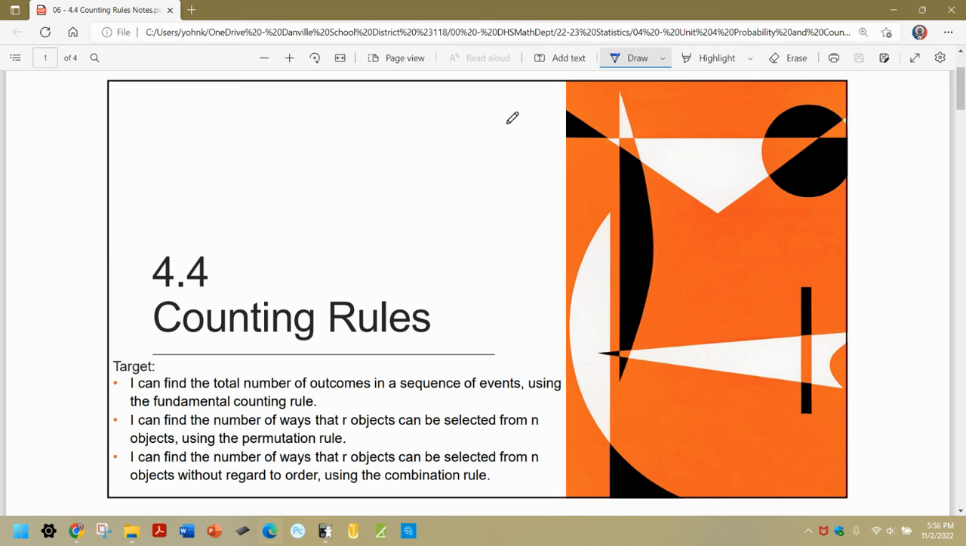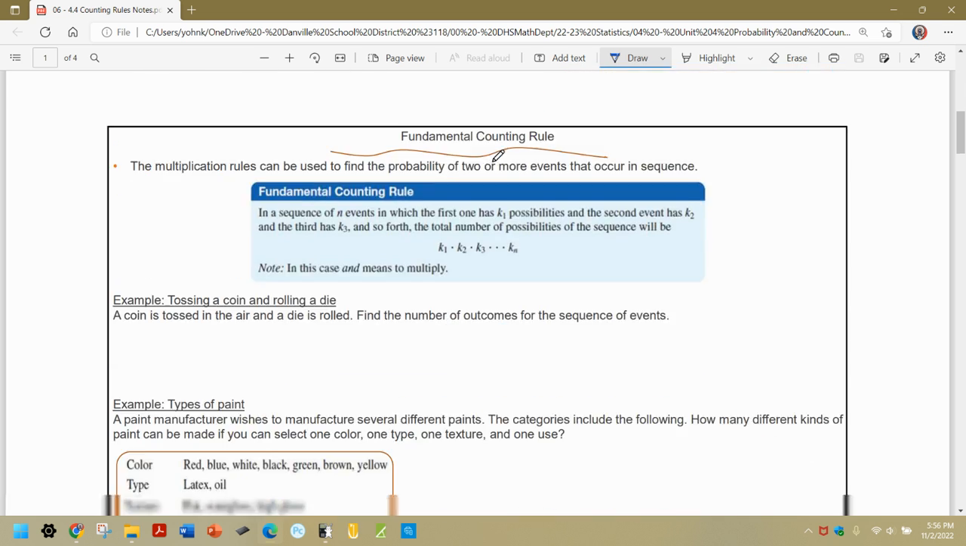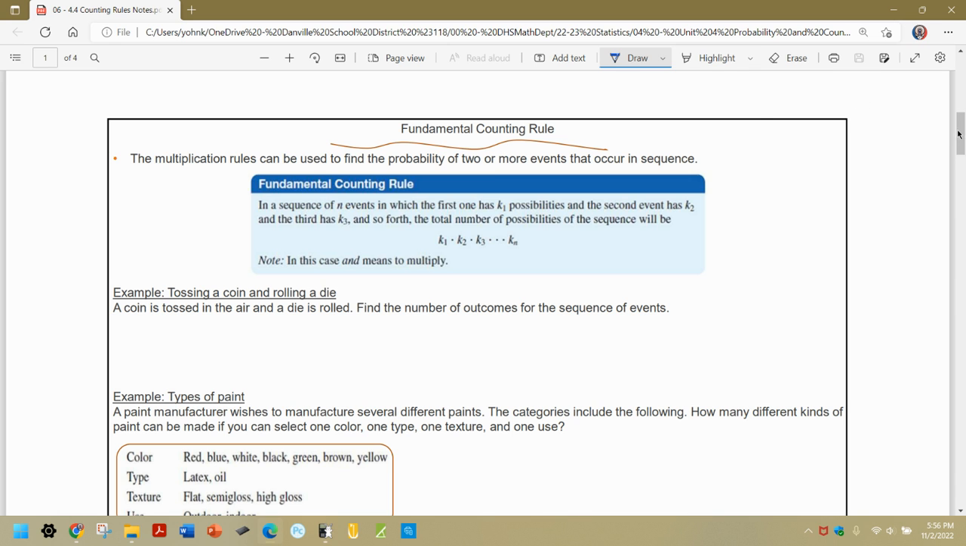All right, hey kids, welcome to section 4.4, counting rules. Today we're going to learn about something called the fundamental counting rule, the permutation rule, and the combination rule. All about probability and outcomes.